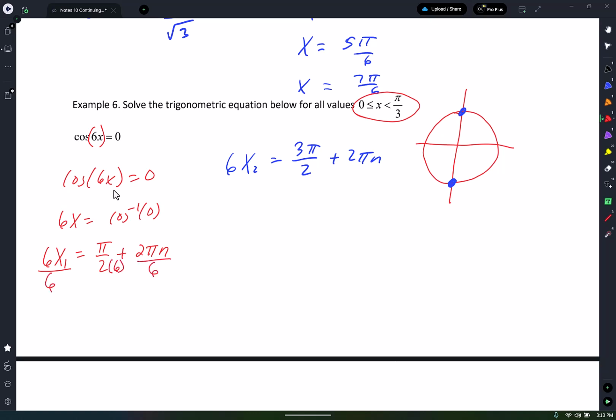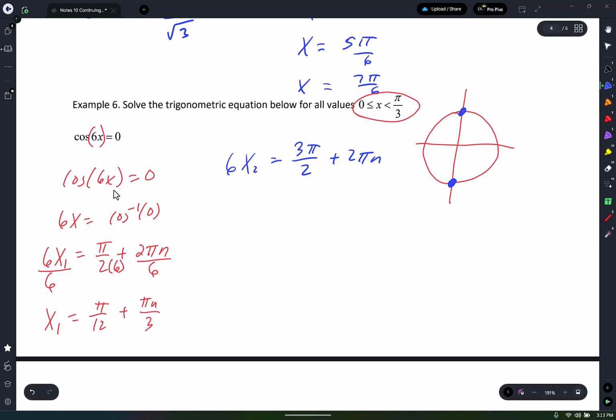Here's a hack. Saves you a second every time you do it. If you have a fraction, anytime you're dividing by 6, you just put a 6 right next to that. Why does that work? Because if I were to divide by 6, keep, change, flip, the 6 is going to be next to the 2 anyways. Do you guys know what I mean? So here's what I have. x1 equals pi over 12 plus, this reduces to pi n over 3.